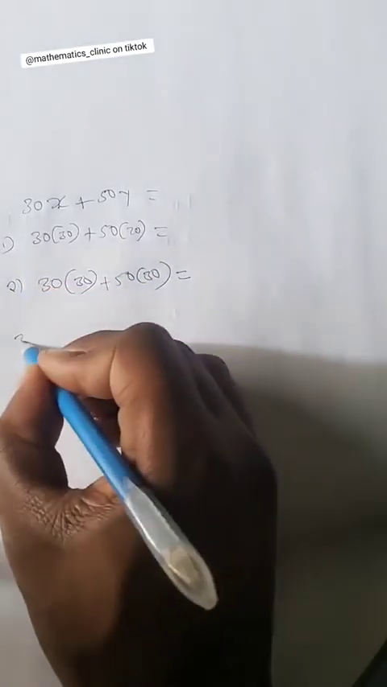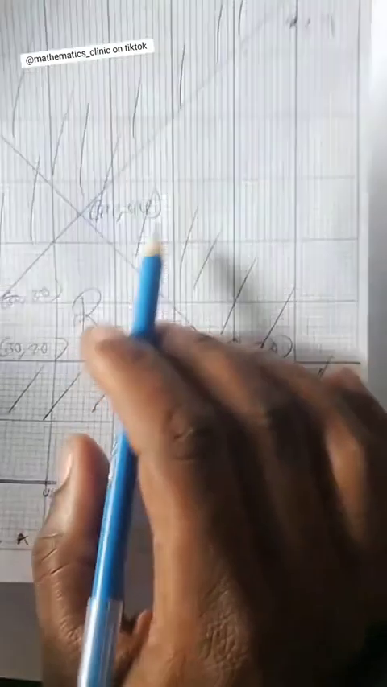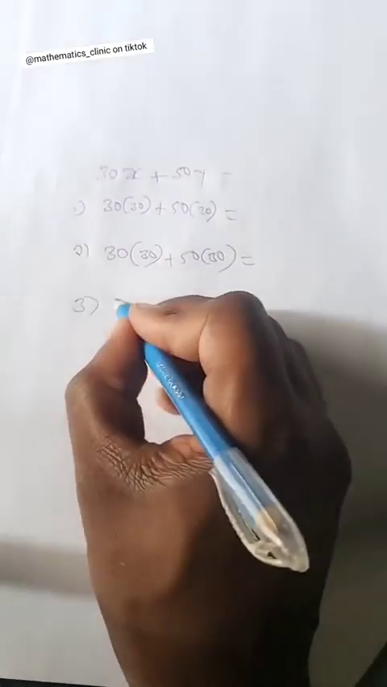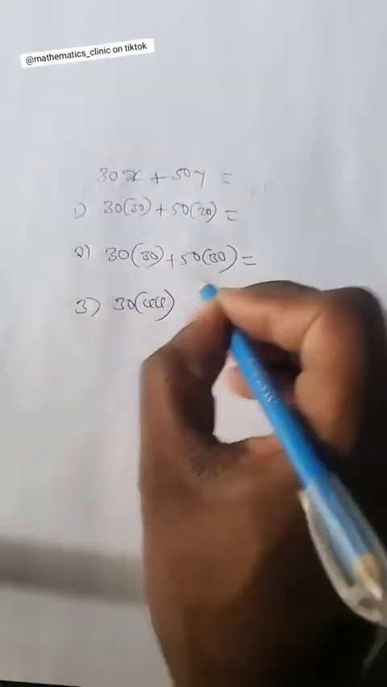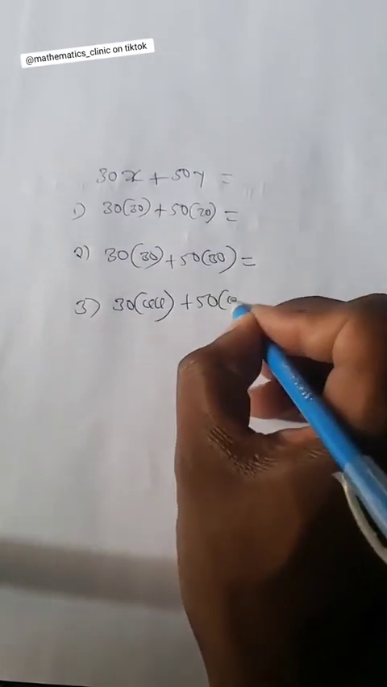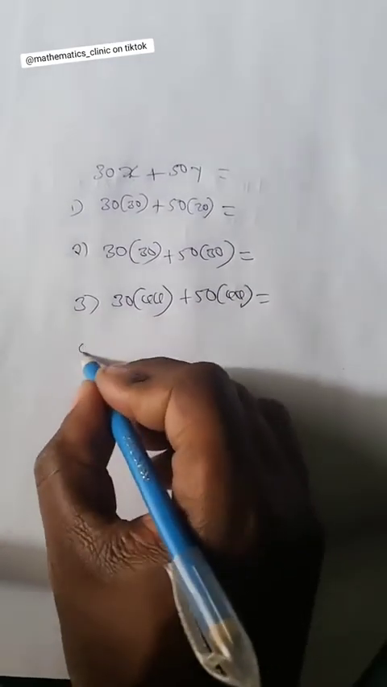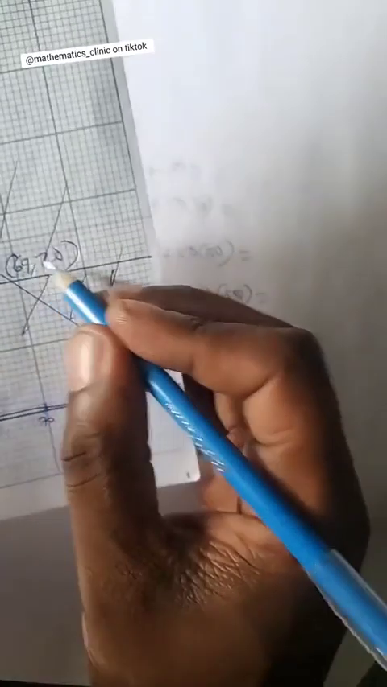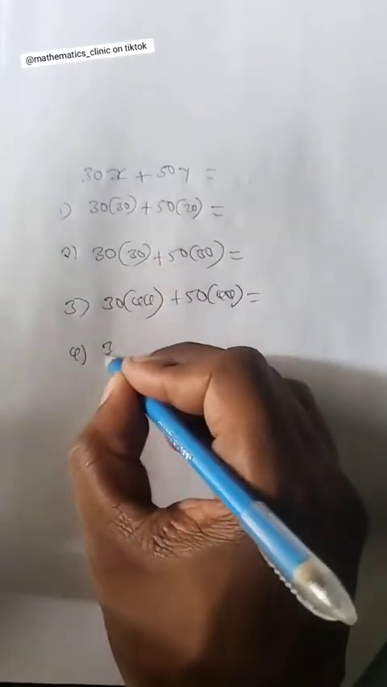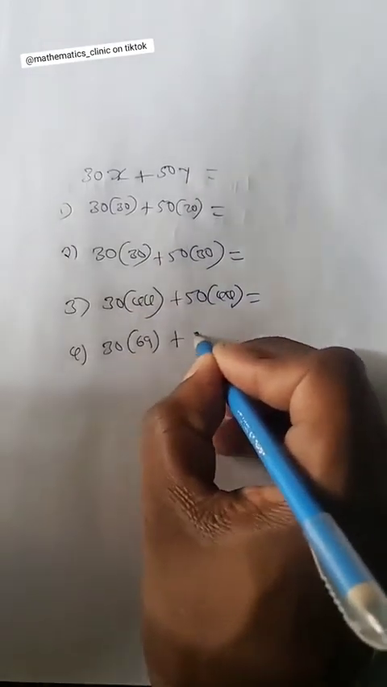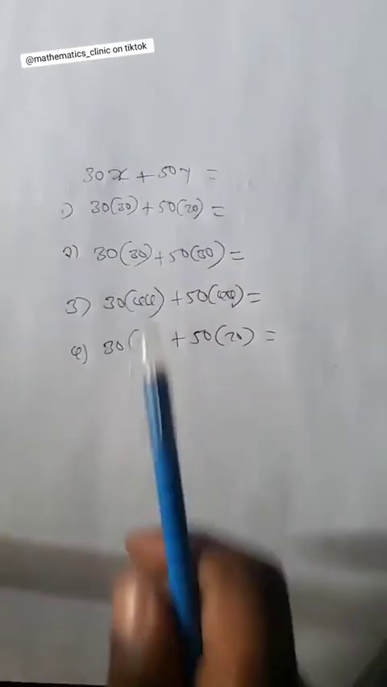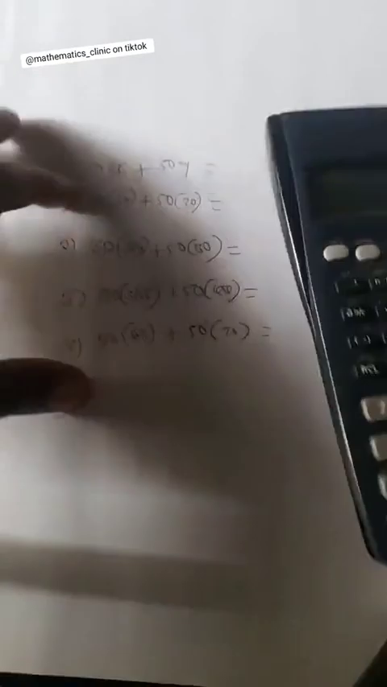All right, so we have these two. We want to check which one will give us the maximum profit. Then we get this one. We have 44, 44. So say 30 multiplied by 44 plus 50 multiplied by 44 equals. Then the last point, we have 69, 20. We have 30 times 69 plus 50 times 20. So we want to test which one will give us maximum profit. Let's start punching.